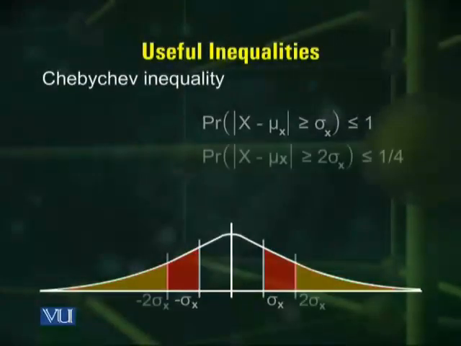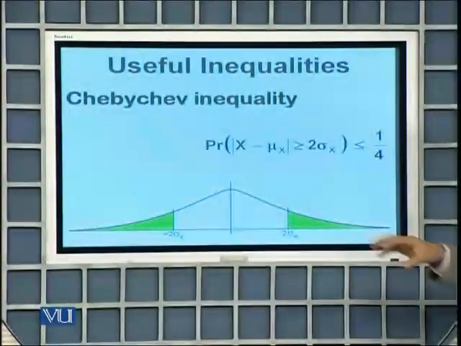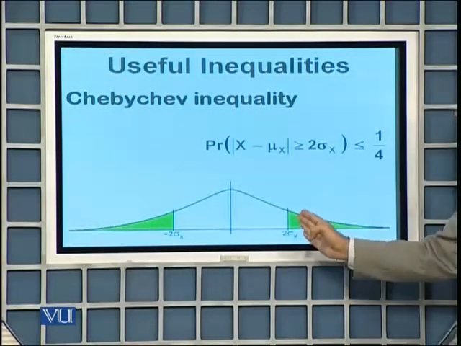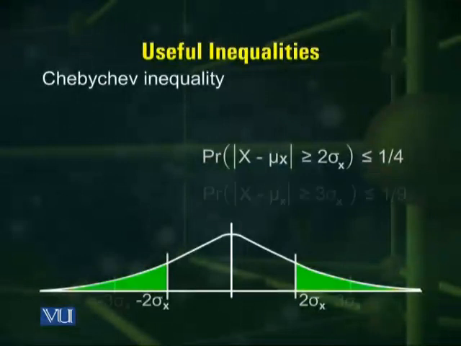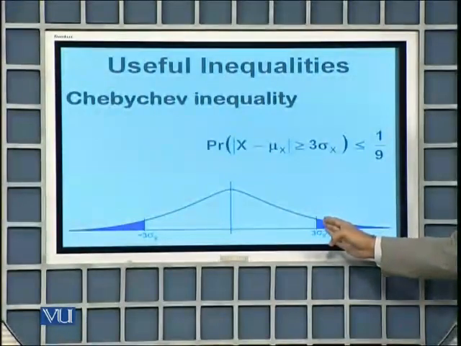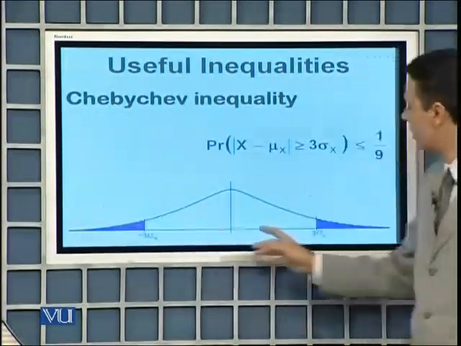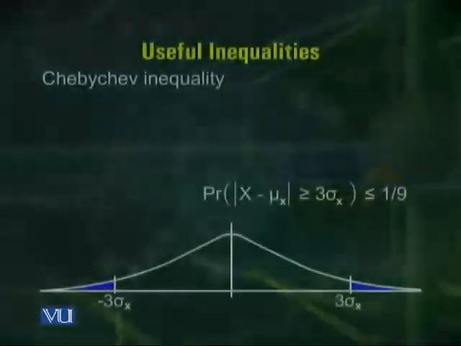But if we put the value of c to be 2 times the standard deviation and simplify the expression, the Chebyshev inequality says that the probability of this tail and this negative tail combined is going to be less than 1 over 4. And if we put the value of c to be 3 times the standard deviation, then the combined probability of this positive tail and negative tail away from the mean by a distance of 3 times standard deviation is going to be less than 1 over 9.